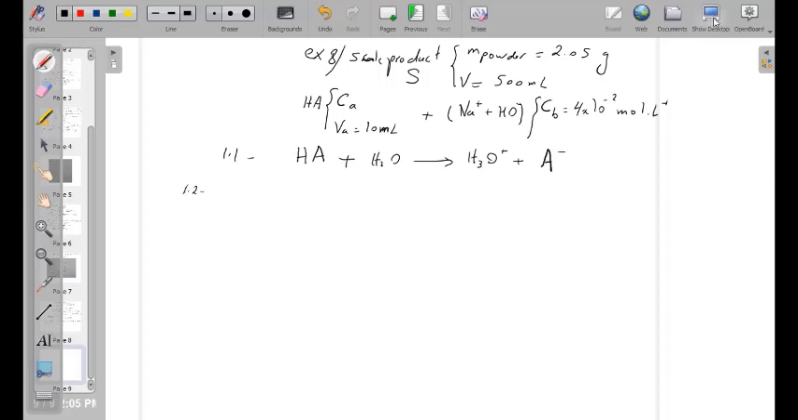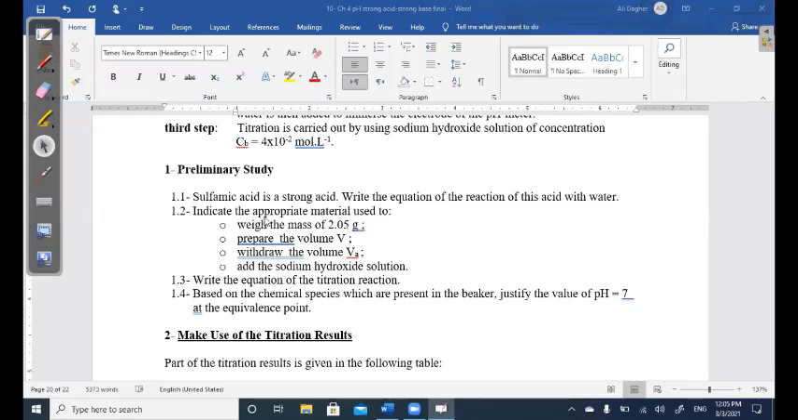1.2, indicate the appropriate material used to weigh the mass of 2.05 gram. What do we need to weigh the mass? We need a digital or precision balance. We use a precision balance to weigh 2.05 grams. And we use a watch glass and spatula.